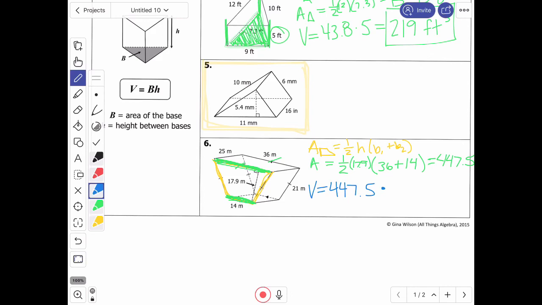So my other base is behind this one, so I'm looking for whatever side I can get, any of these blue sides, and there I have a match. So that is telling me that these two trapezoidal bases are 25 meters apart. So my height between the bases is 25. So then my volume turns out to be 11,187.5 meters cubed.